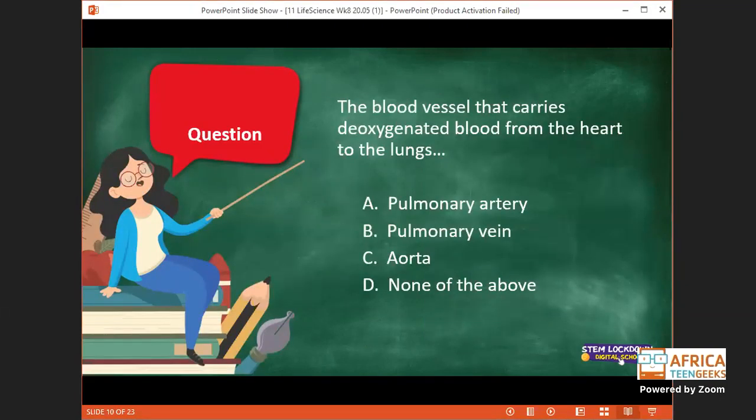Question. And I am going to need everyone to answer. So please do send through your answers in the group chat. The blood vessel that carries deoxygenated blood from the heart to the lungs is A, the pulmonary artery, B, pulmonary vein, C, the aorta, or D, none of the above. Please do send through your answers. I'll give you guys a minute.